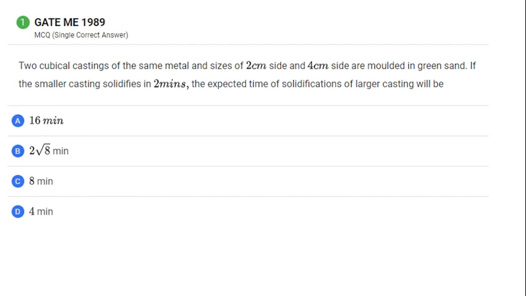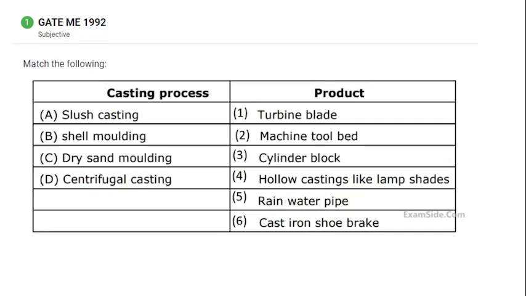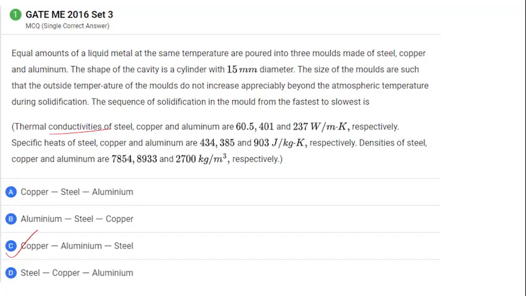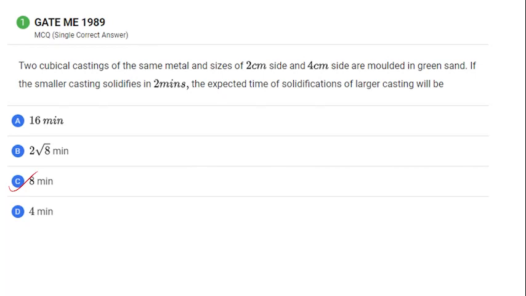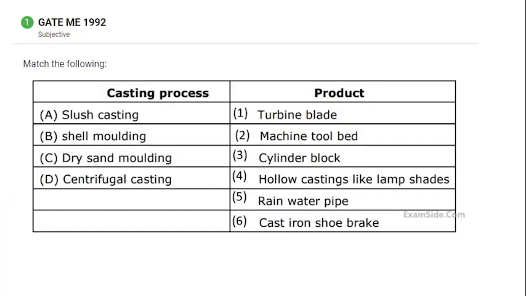Option C. Yeah, option C is correct. Everyone got option C. Do I need to solve this? Done now. Okay. So before that we were solving 1 mark questions. Now we are solving 2 marks questions. Solve this question.